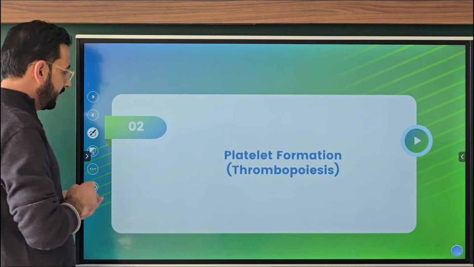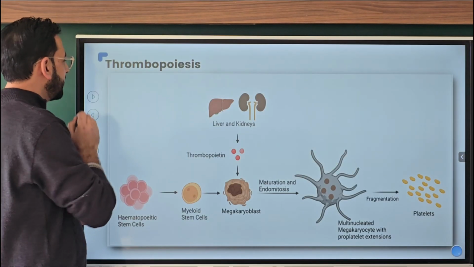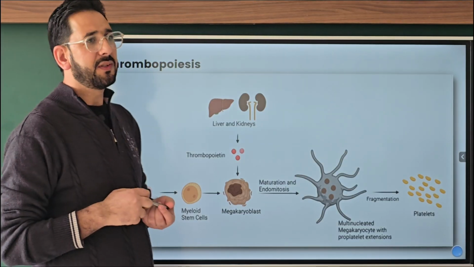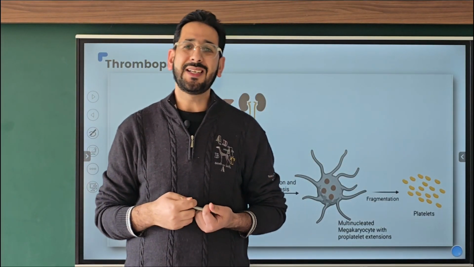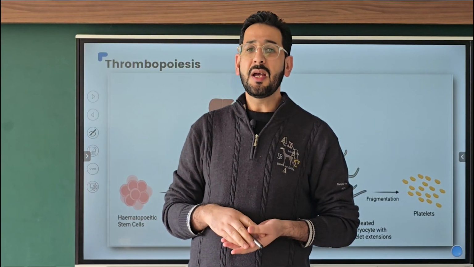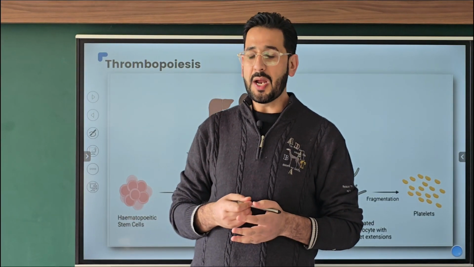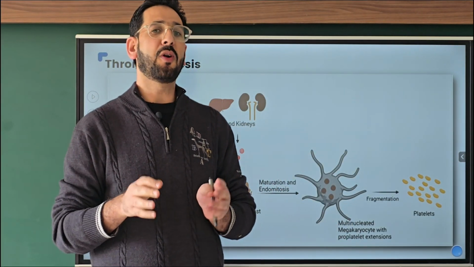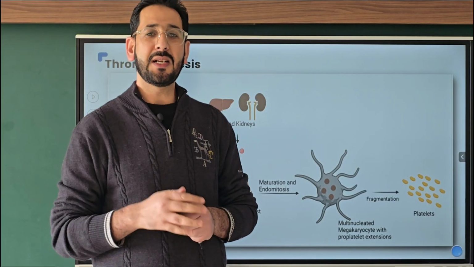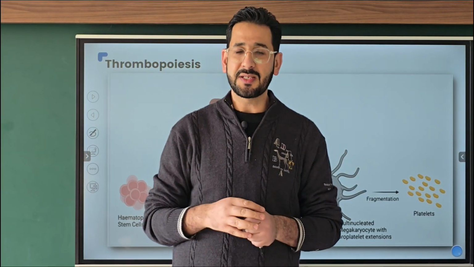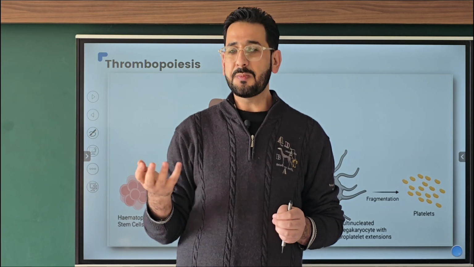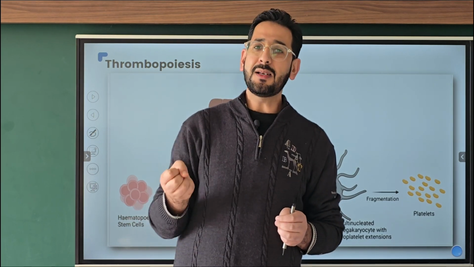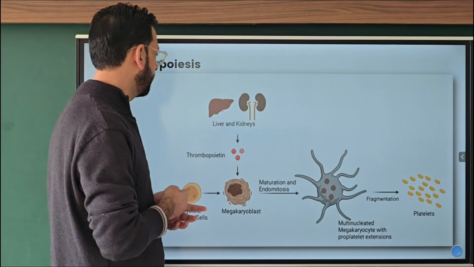Now, let's talk about the formation of the platelets. Platelets are formed from the megakaryocyte in the bone marrow, because we know that bone marrow is the site of formation of all types of blood cells, all types of formed elements, be it the red blood cells, the white blood cells, or the platelets. So platelets are also formed from the bone marrow.